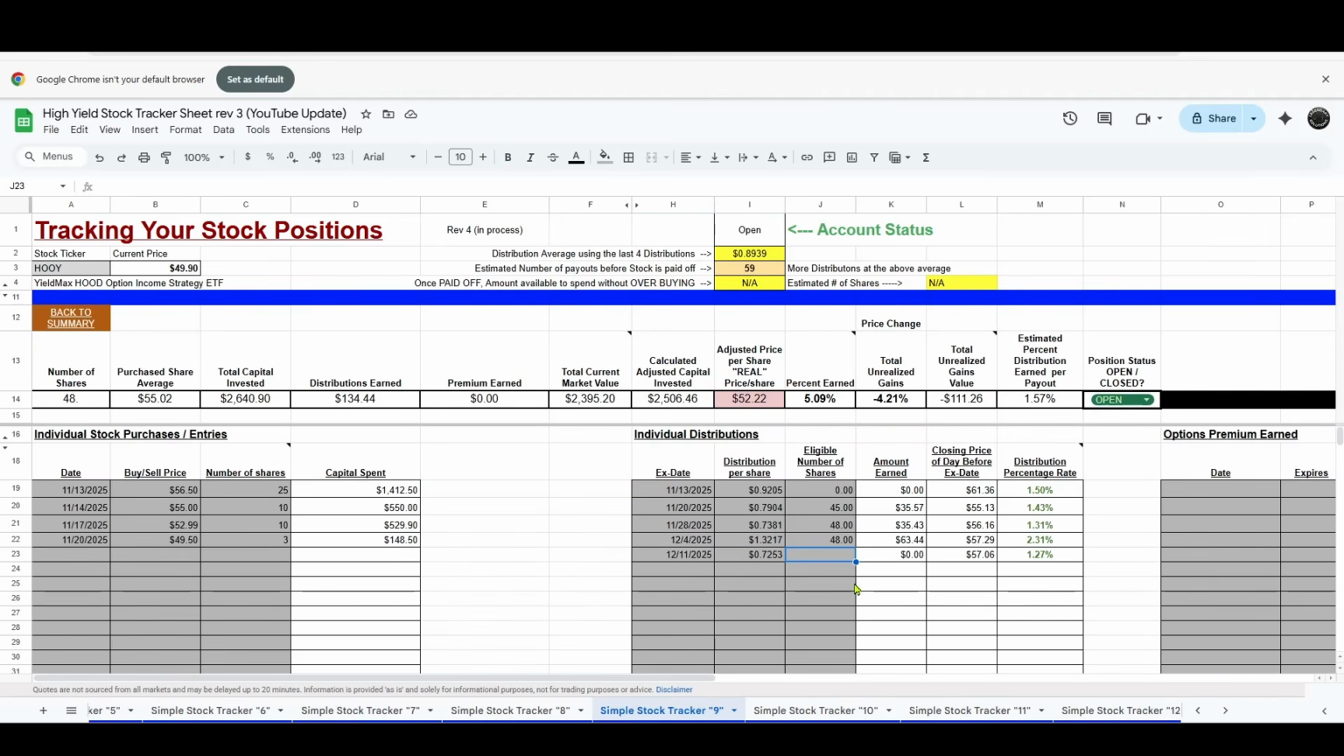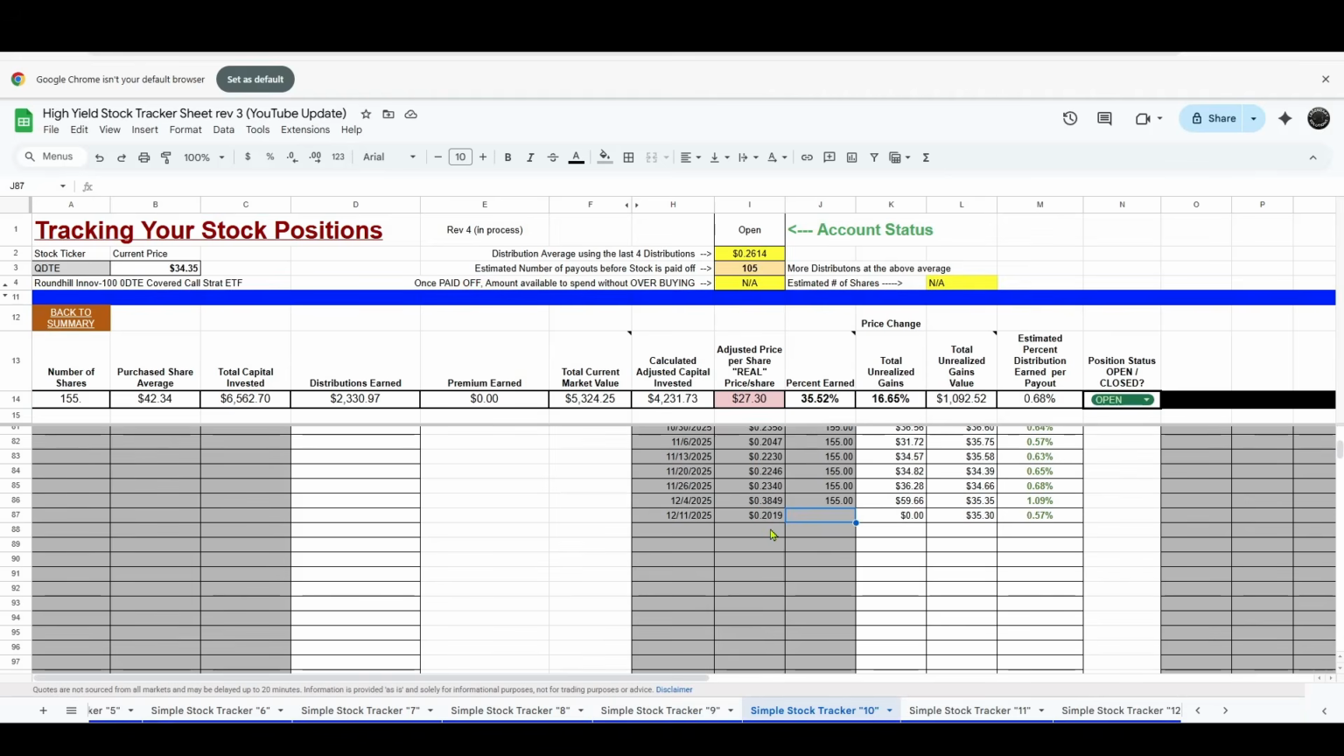Next is HOOY. And for HOOY, I have a total of 48 shares, and they paid a distribution of 72 cents. So my real price per share of $52.22 now becomes $51.49. Now this one I am down on, but I'm only down 2%. Okay, not a big deal here either. And HOOY uses Robinhood, which is also a bit of a Bitcoin play. So with Bitcoin down, it makes sense that Robinhood would be down as well. But if I were to sell all my shares, I would lose $76. Not too bad at all.